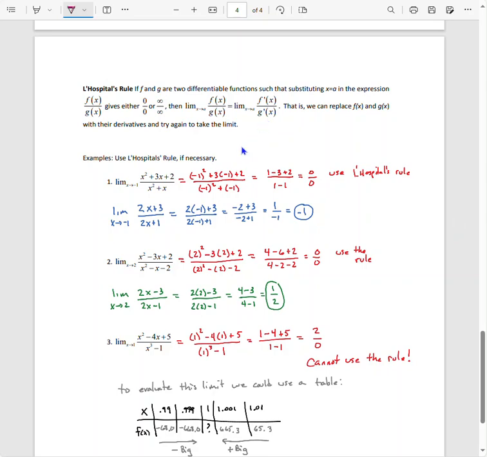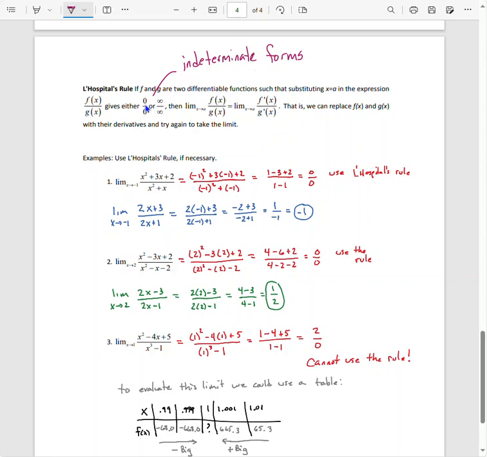Here's the key to awesomeness. This is called L'Hopital's rule. He is French. The H and the S are silent. L'Hopital's rule: if f and g are two differentiable functions, so derivatives exist, such that substituting x equals a in the expression f of x over g of x gives either 0 over 0 or infinity over infinity, these are called indeterminate forms.